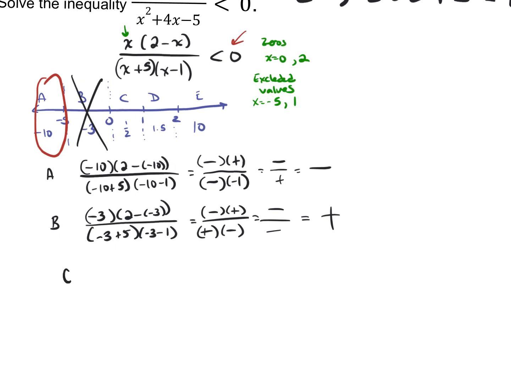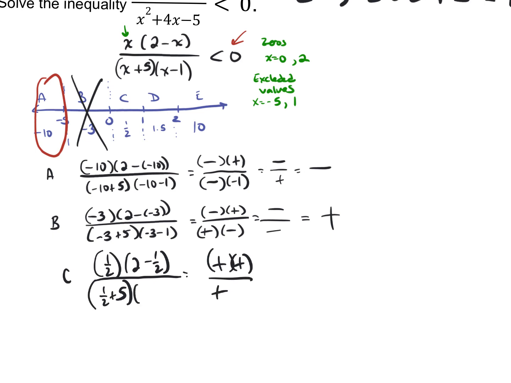We'll go to region C, which is half, which is going to be kind of bizarre. So it's 1/2 there. Then we're going to go with 2 minus 1/2. Those are both positive. And then on the bottom, we have half plus 5. I don't know what that is, but I know it's positive. And then half minus 1 is negative. So that's a positive over a negative, which is a negative. That's what we want, so we want region C.